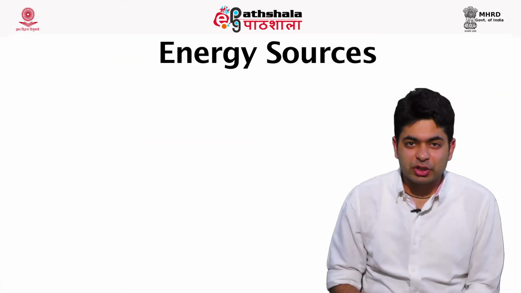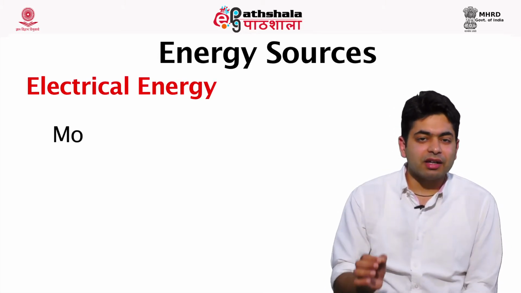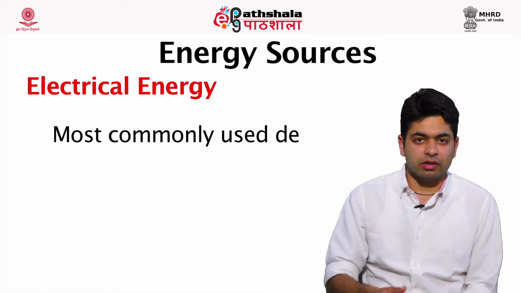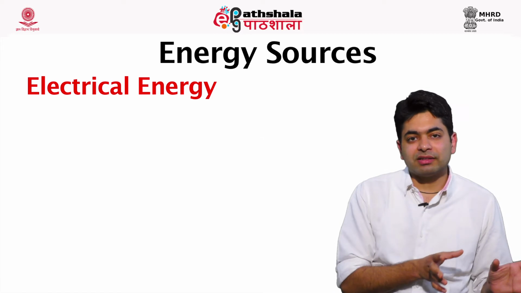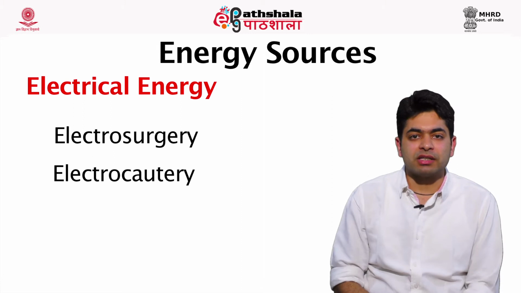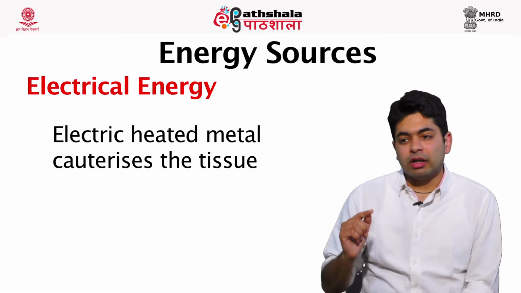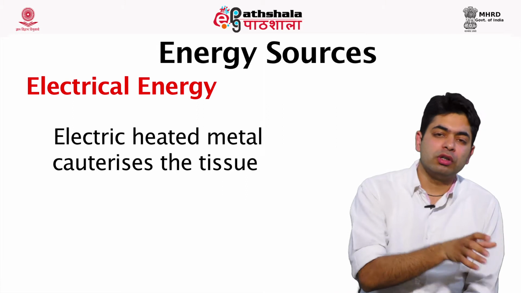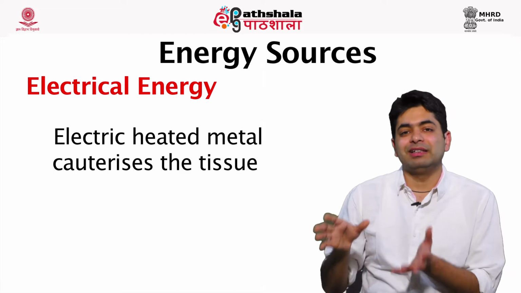Now, starting with the energy sources, the first thing I would like to discuss is electrical energy. The reason is these are the most commonly used instruments in the operation theatre, be it open or laparoscopic, and in these two different things are there. First is electrosurgery and the other is electrocautery, and they are many times confused with each other. One thing has to be clear: electrocautery means using the electric current to heat up a metal point and then use that heated metal point on a tissue to cut, coagulate or ablate that tissue. That is called electrocautery and that is rarely used.